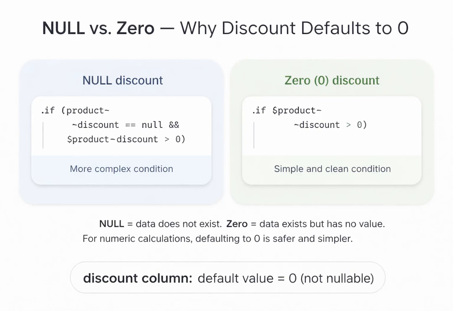Here's another design decision worth understanding. Why does the discount column default to 0 instead of being nullable? The difference between null and 0 is important. Null means the data simply doesn't exist. There's no value at all. 0 means the data exists, but its value is 0. For a discount field, if we use null, then every time we write code to calculate a discounted price, we have to first check whether discount is not null and then check whether it's greater than 0. That's 2 conditions. But if we default to 0, we only need 1 condition. If discount is greater than 0, apply it. Cleaner code, fewer bugs. This is the kind of practical thinking that separates good database design from average design.